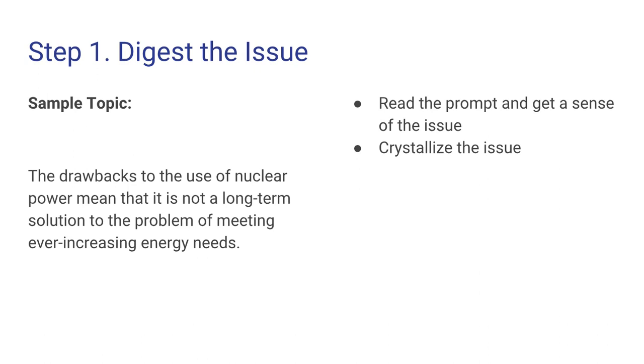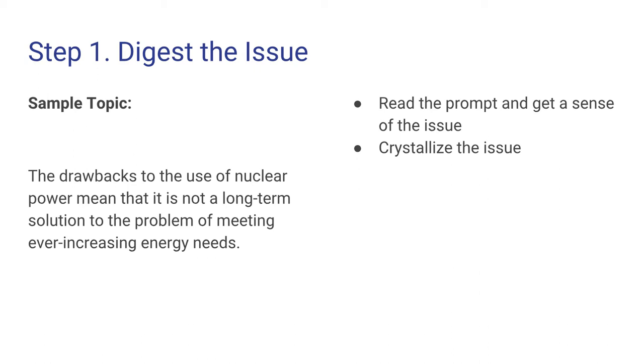So let's first, step 1, digest the issue. Here's a sample topic. The drawbacks to the use of nuclear power means that it is not a long-term solution to the problem of meeting ever-increasing energy needs. So we first need to read the prompt and get a sense of the issue, and then we really need to crystallize that issue. So let's look at the prompt again.